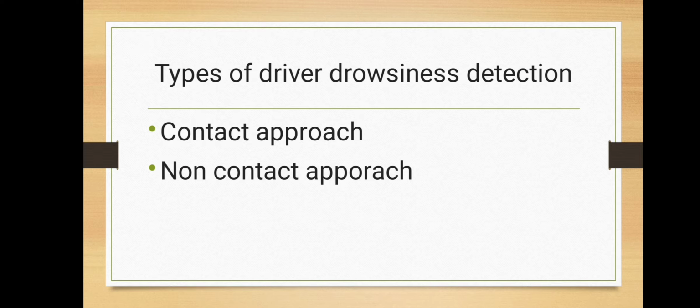So we have two kinds of approach. That is the two types of driver drowsiness detection. They are contact approach, and the other one is non-contact approach. Contact approach: in this approach, drivers wear or touch some device to get psychological parameters for detecting the level of their fatigue. And in non-contact approach, the sensing system will monitor vital psychological signals such as ECG, EEG, breathing, and eye blinking with a goal to detect drowsiness and provide warning.